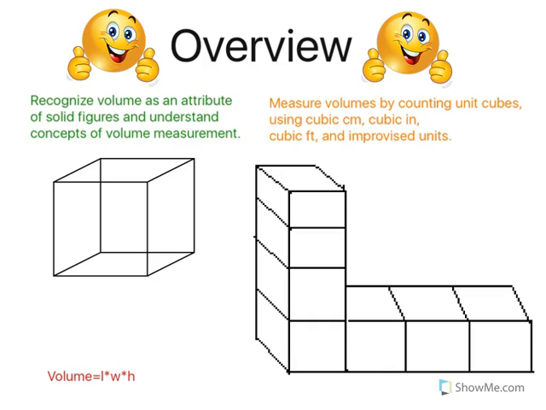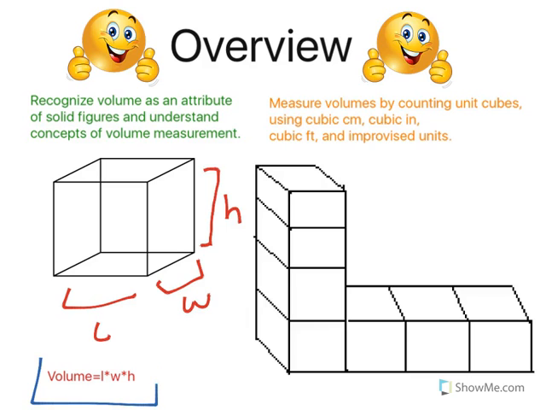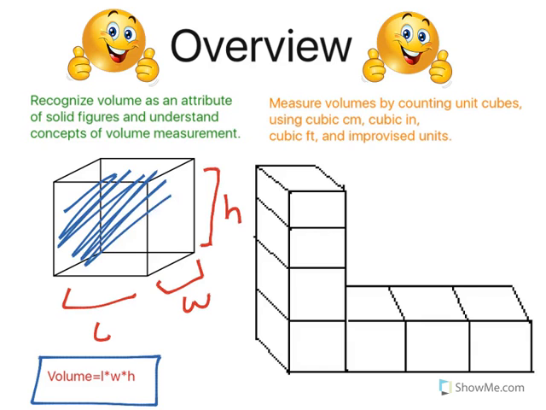Here's the overview. The first concept we had was recognizing volume as an attribute of solid figures and understanding the concept of volume measurement. So we learned the one new dimension for the 3D figure. We learned the length times width, which we had learned from area, and the new dimension, height. So again, from our volume equation, we know length times width times height will get us the volume, which is the matter all in this cube.